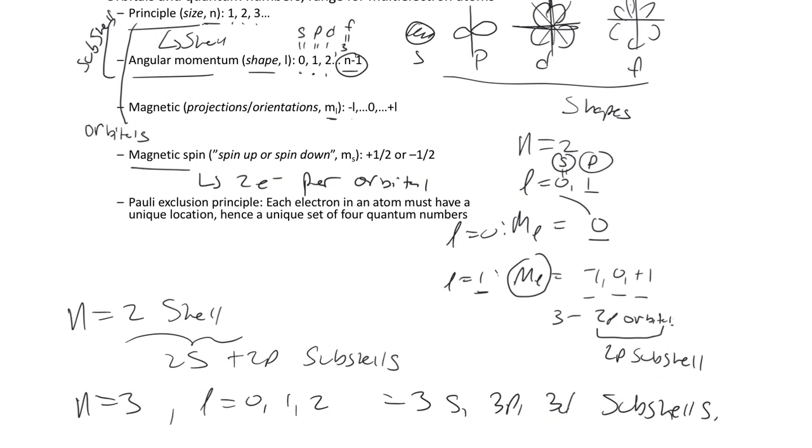And then every electron in an atom has to have a unique set of quantum numbers. No two electrons can share an n, l, m sub l, and m sub s. So every electron in an atom has to have a unique set of quantum numbers. That's the Pauli exclusion principle.